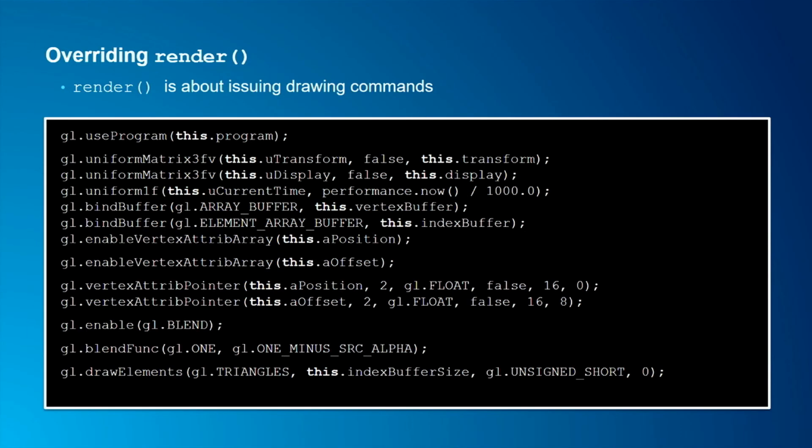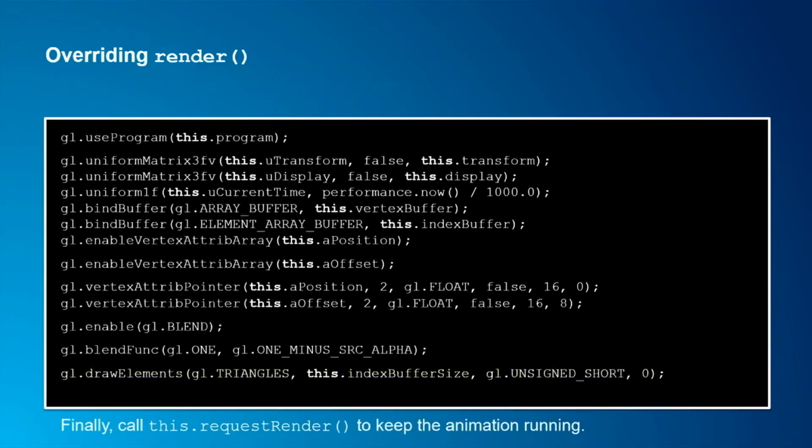The render method is responsible for issuing the actual WebGL drawing commands. It starts by binding the program. It then sets the uniforms, binds vertex and index data, configures transparency because remember that we're using premultiplied alpha, and finally with a single indexed call, drawElements, it draws all the markers in the layer. Remember that all the markers live in the same vertex buffer and index buffer. Since this is an animated layer, we want to keep the animation running, and we do that by requesting a new frame by calling this.requestRender, which is inherited from the base layer view.